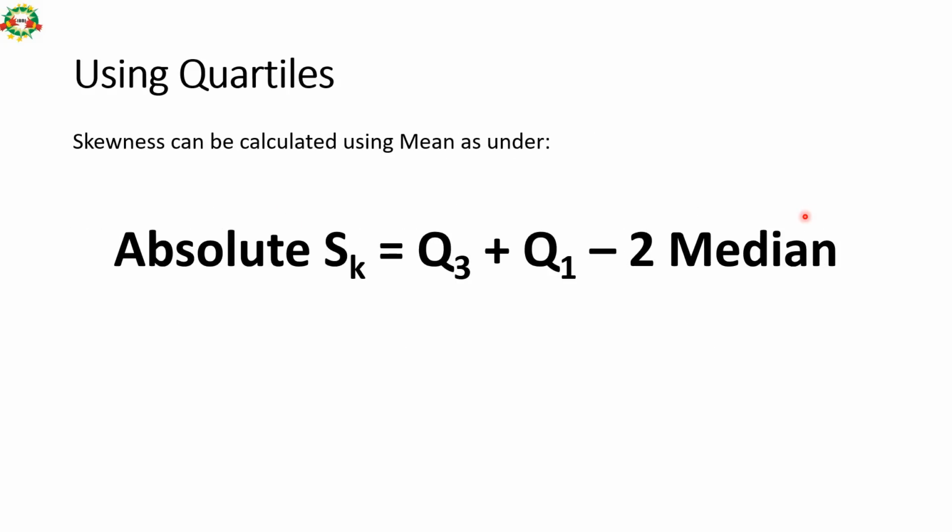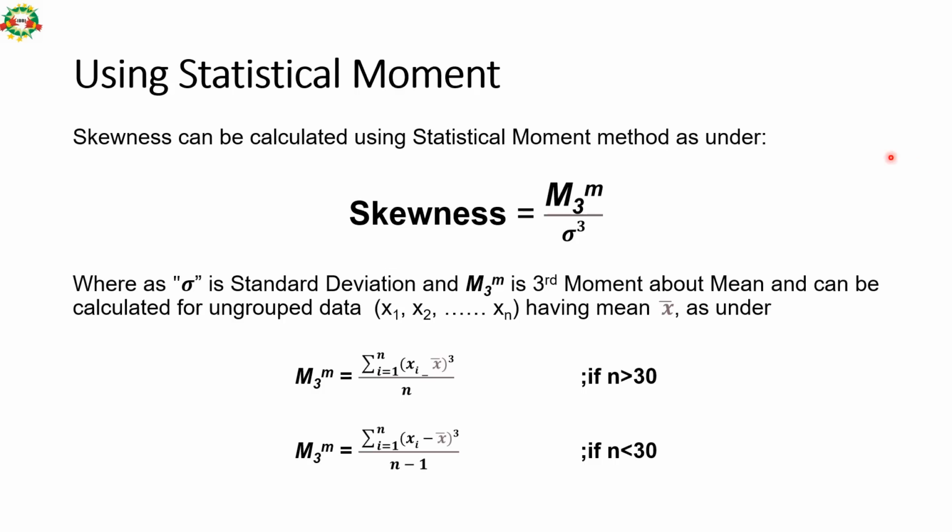Using quartile, absolute skewness is third quartile plus first quartile minus twice the median. This is the formula. And using statistical moment, skewness is M3M divided by standard deviation raised to power 3, where this is the standard deviation. M3M is the third moment about the mean and can be calculated for ungrouped data having mean as under.